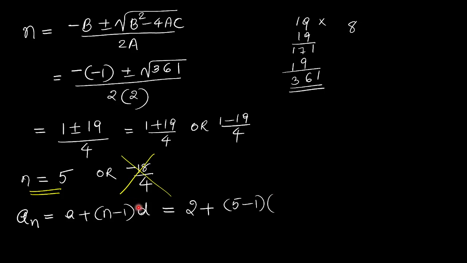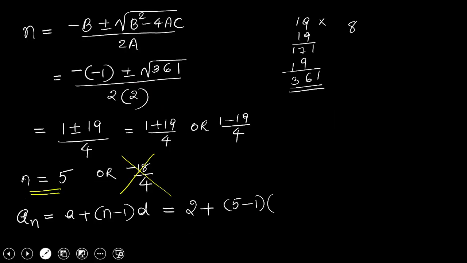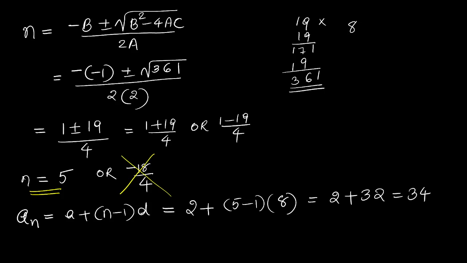D is given in the question, 8. This is 4 into 8. 34 is the answer. So I hope you have understood.